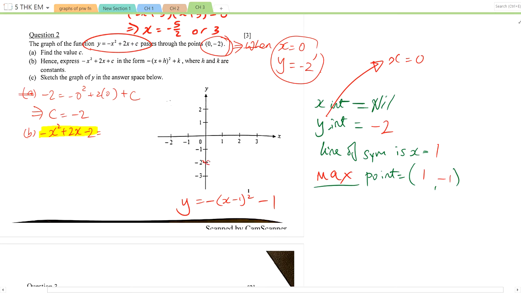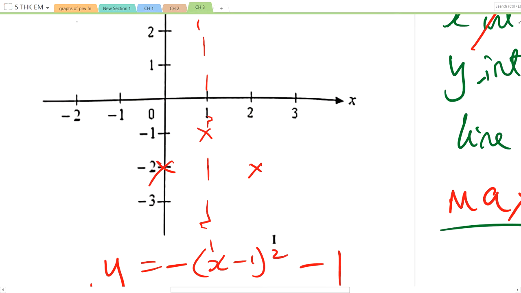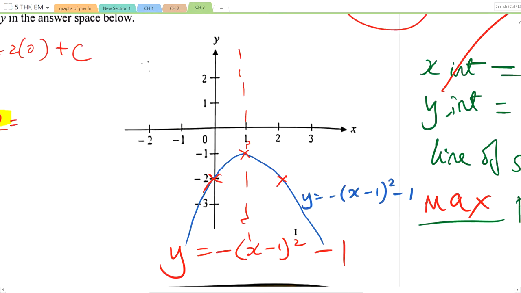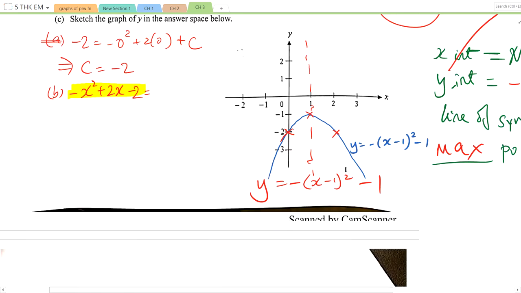Okay, I've got a point over here. That is a y-intercept. It is negative 2. I've got a maximum point which is 1, negative 1. So if this is my line of symmetry, then I must have another point over here. Symmetrical. So my graph looks like this, from here down. Okay, so this is my graph of y equals negative (x minus 1) square minus 1. Do you have that? Make sure you do your corrections.